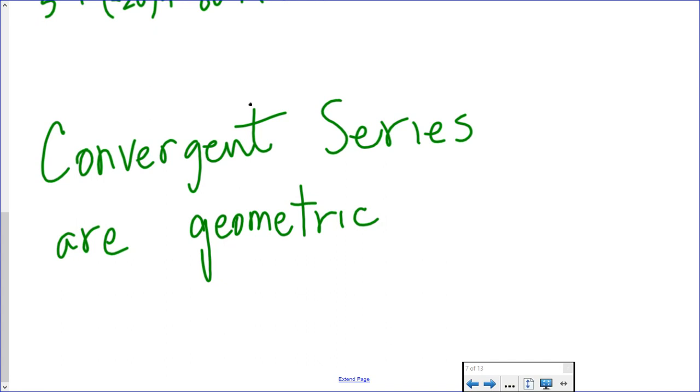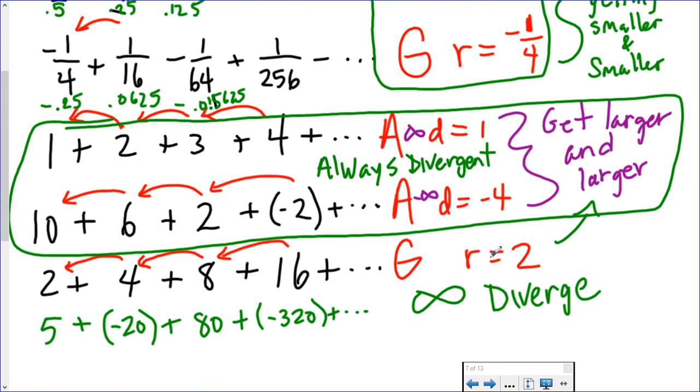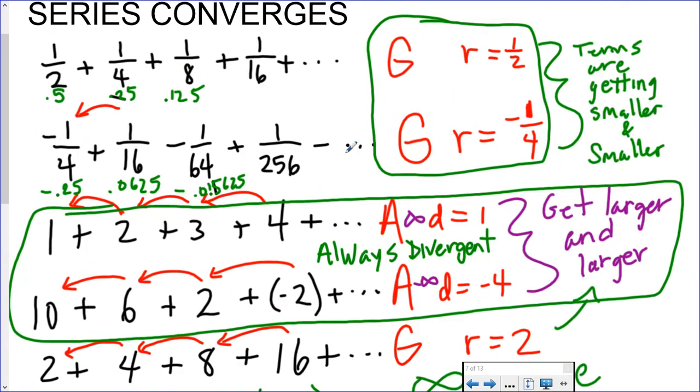So convergent series are geometric, but I showed you above that not all geometric series are convergent, because if the R value was 2 here, then the numbers kept getting bigger and bigger. So that was divergent. But these ones, the numbers actually got smaller and smaller, so therefore they would actually go towards a specific finite value.